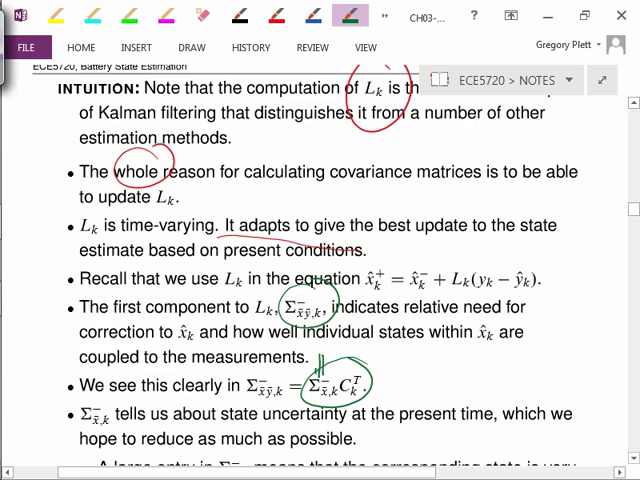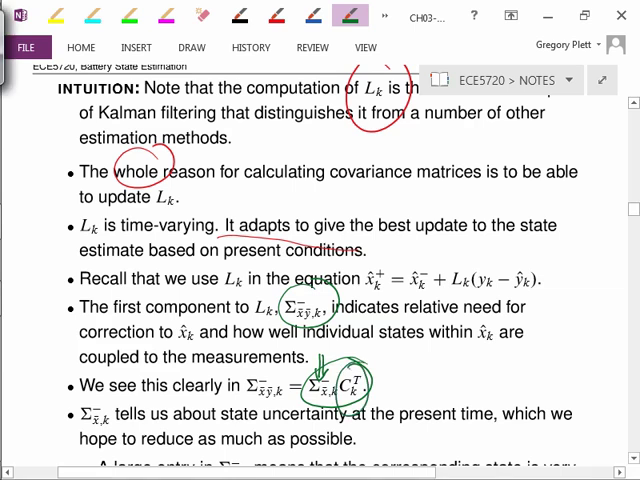So the first part, sigma x tilde, that's the uncertainty of the prediction. If the uncertainty of the prediction is large, that means I don't really have much of a clue of what the state is, so I probably would like to have a large update based on the measurement to get a better idea of what the state is. So sigma x tilde being large, leading to L being large, has some sense to it.